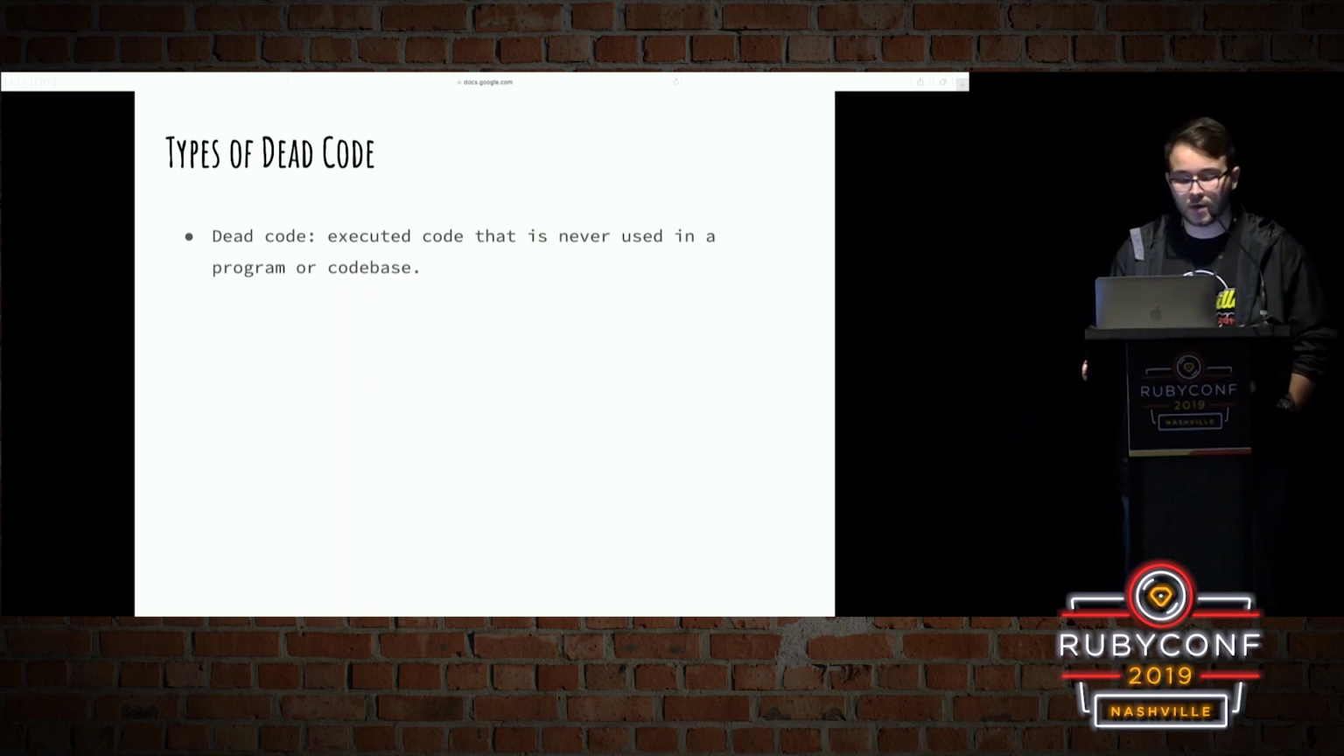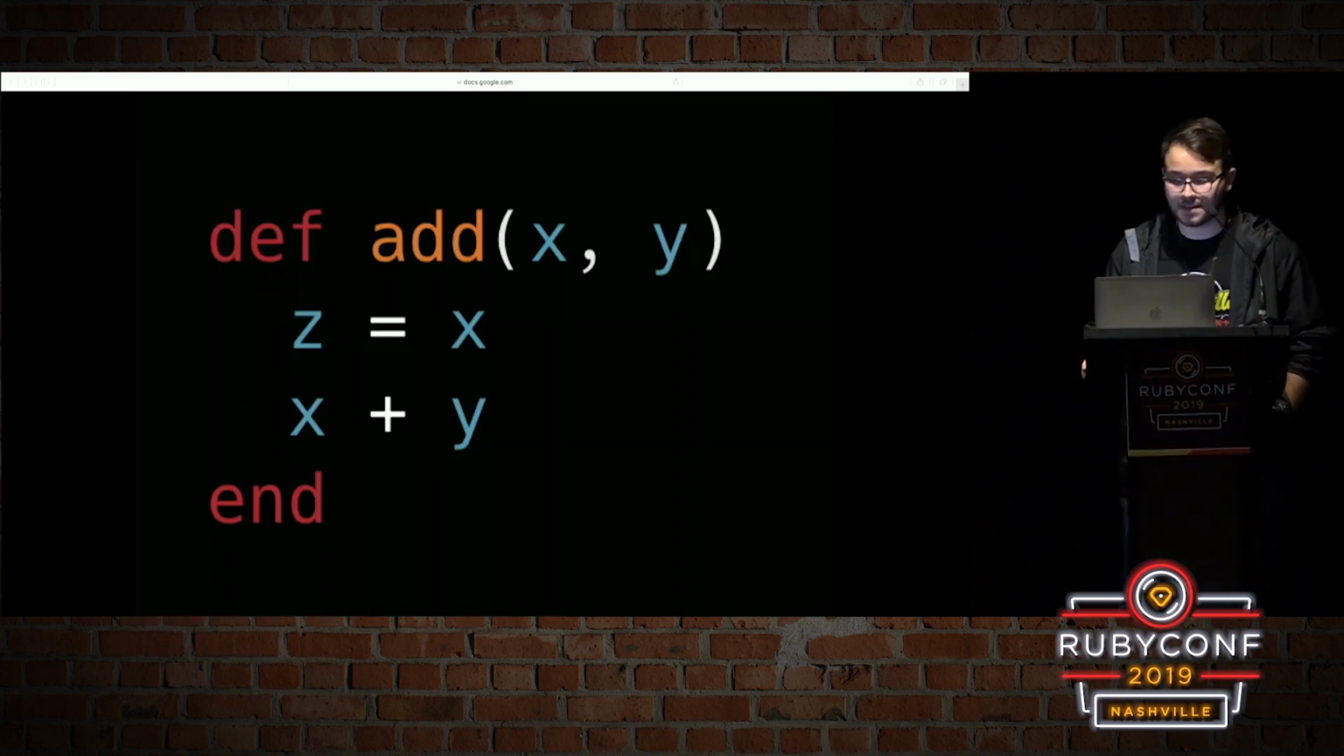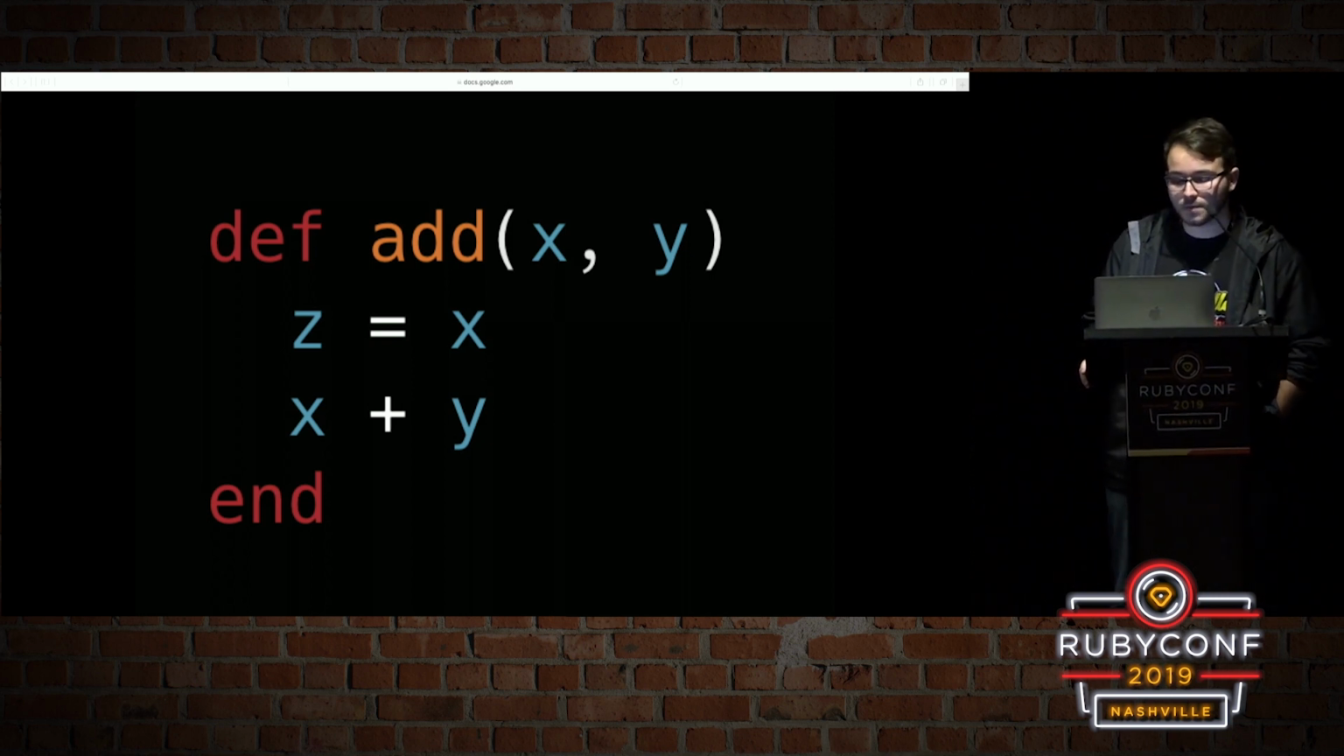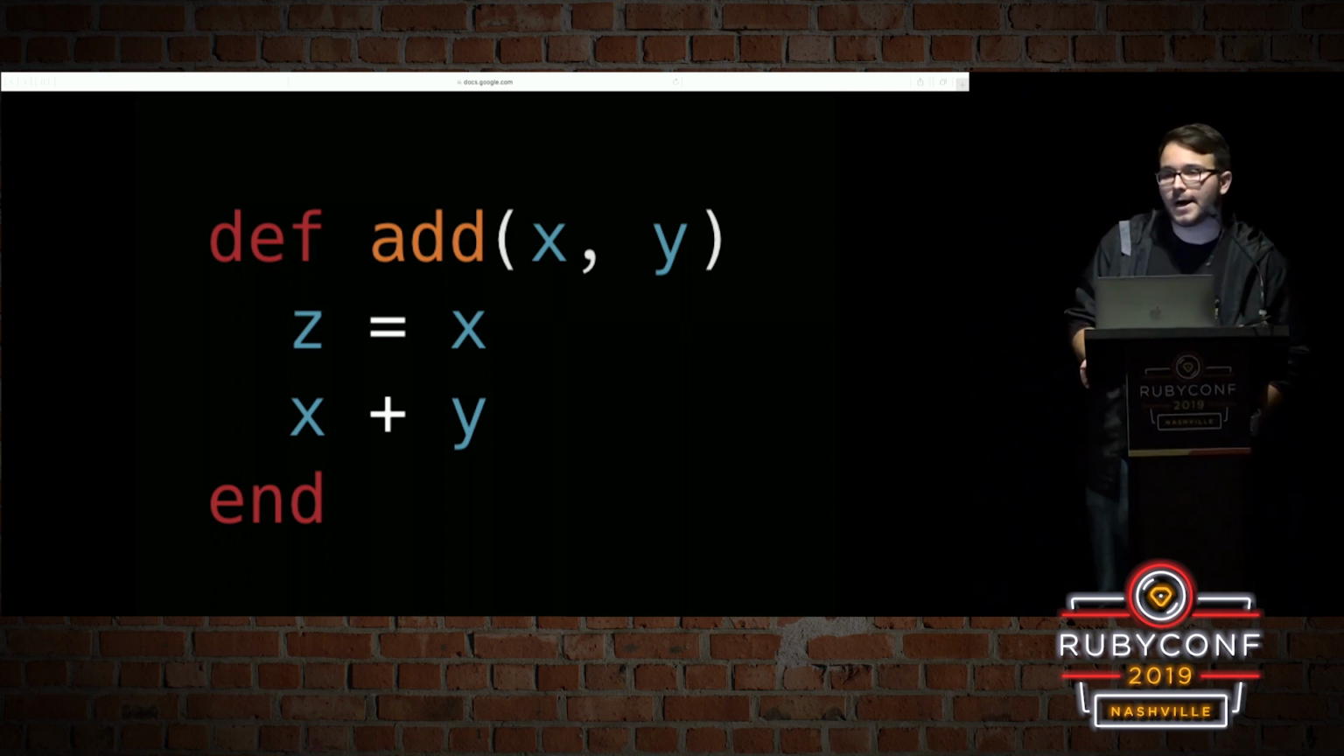So dead code, the latter aspect of that previous definition, is executed code that is never used in a program or code base. This is kind of a simple example. If you have an add function that takes two arguments to add two numbers together, clearly that second line there is considered dead code. It's not unreachable since it is run, so that's the distinction there between dead code and what's also called unreachable code.